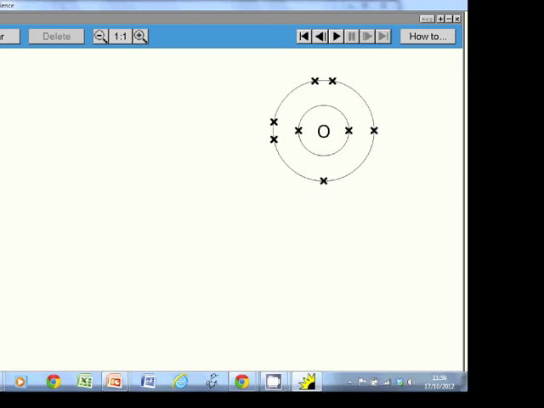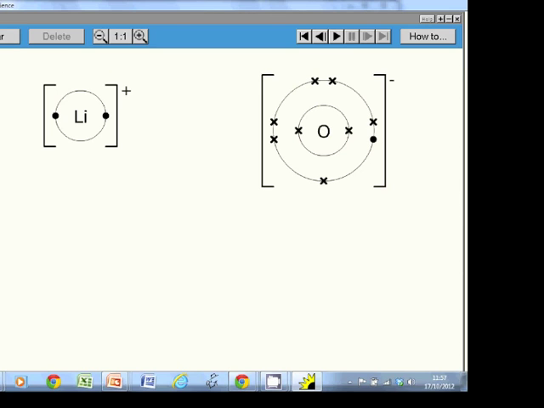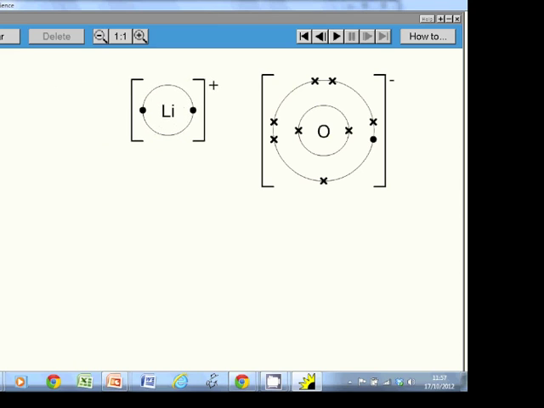Well, let's say a metal comes along. Let's have a lithium atom. Here's a lithium atom with its lone electron in its outer shell. It loses that electron, and the oxygen atom might gain that. The lithium atom is now stable. It's a stable ion with full outer shells. The oxygen, however, still has 1 gap to fill, so it needs another electron to fill that up.